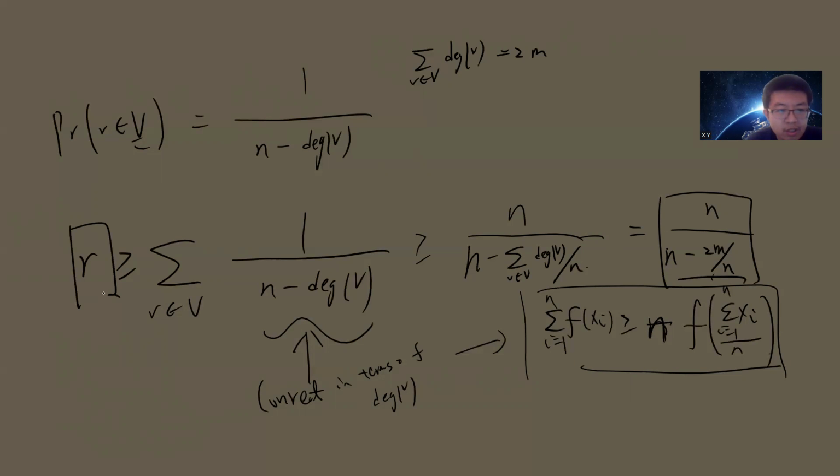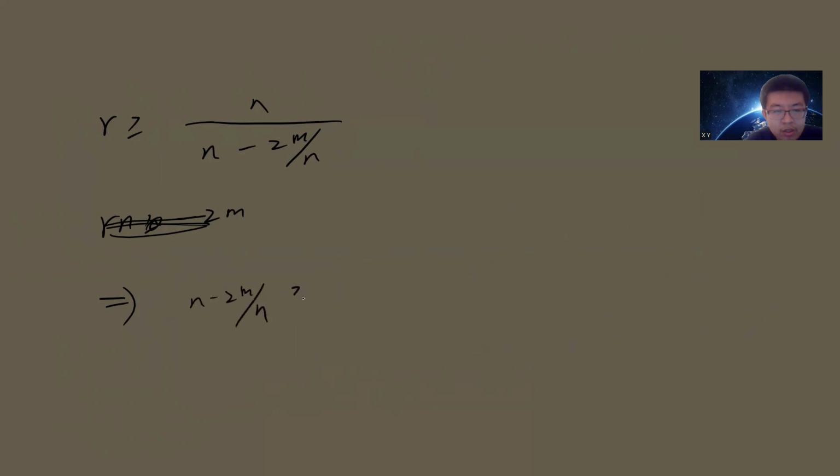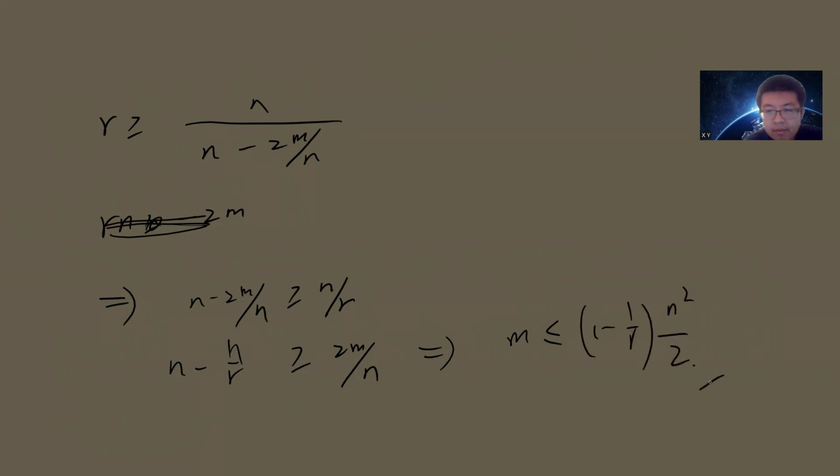So we have r greater than or equal to n divided by n minus 2m divided by n. Then we can solve for m, and you immediately prove the following. So this is the second proof of Turán's theorem. See you guys in the next videos.